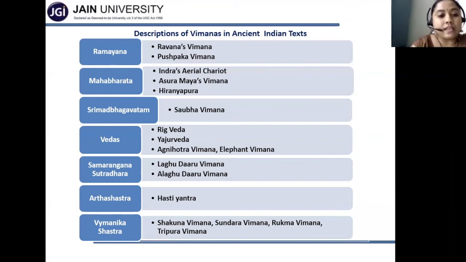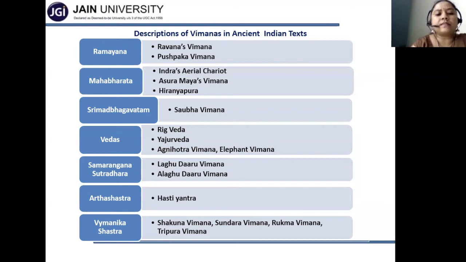Even in Yajurveda, we have the description of aircraft, and we have Agnihotra Vimana and Gaja Vimana. Agnihotra Vimana had two engines, and Gaja Vimana or Elephant Vimana had multiple engines. Then Samarangana Sutradhara of Bhoja Deva has a description of Laghu Dharu Vimana and Alaghu Dharu Vimana.